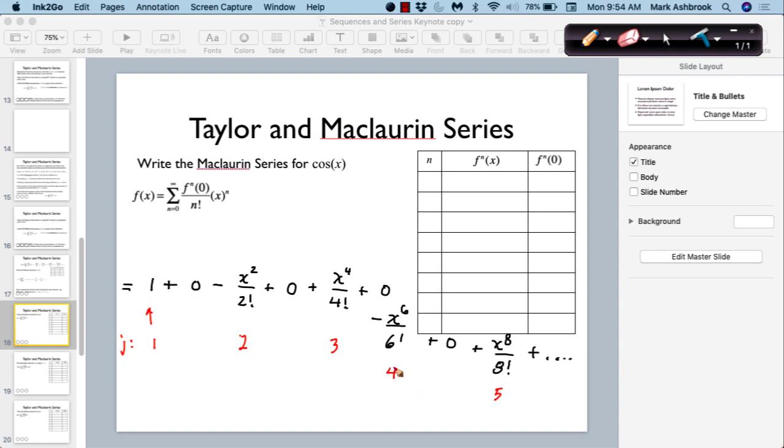So what we're looking at here is 4 needs to give us 6, 5 needs to give us 8, and 3 needs to give us 4. So what do you do to j to get this formula? Five gives 8, 4 gives 6, let's do one more. What will 6 give? Yeah, 6 would give 10. X to the 10th over 10 factorial. And it's going to be minus.